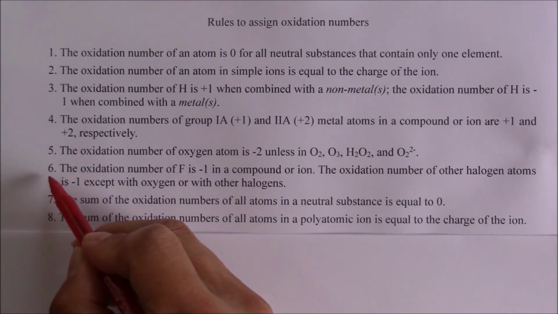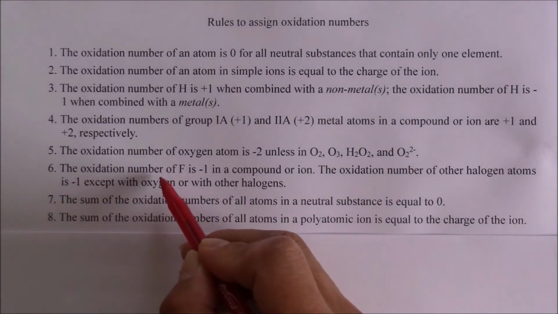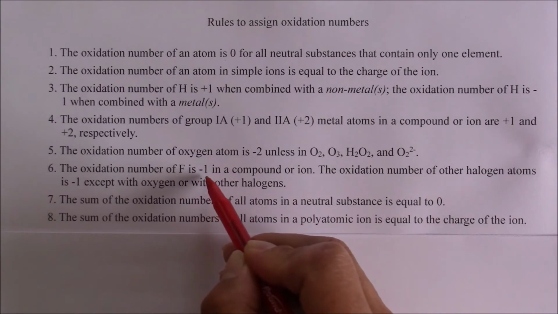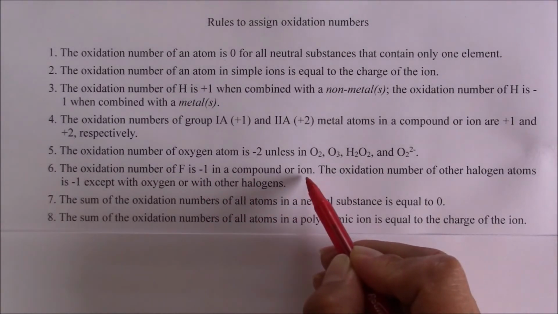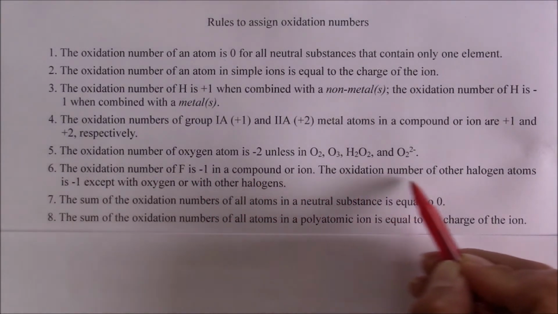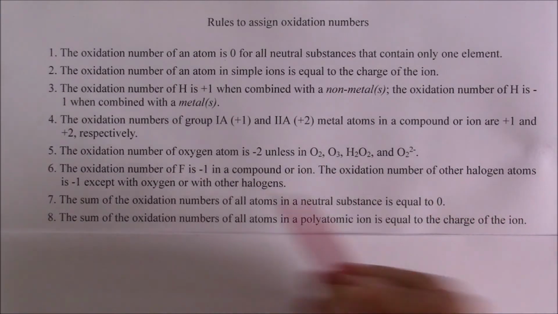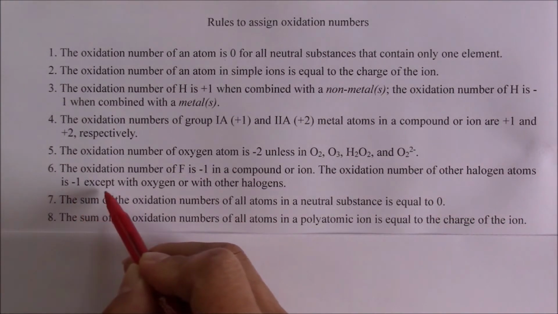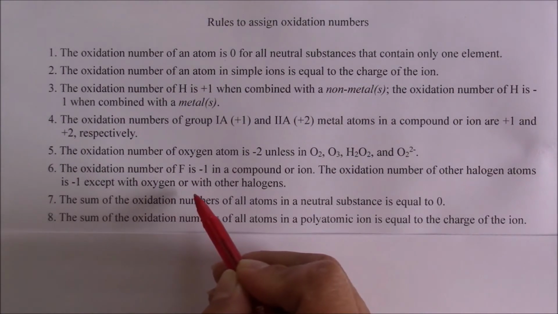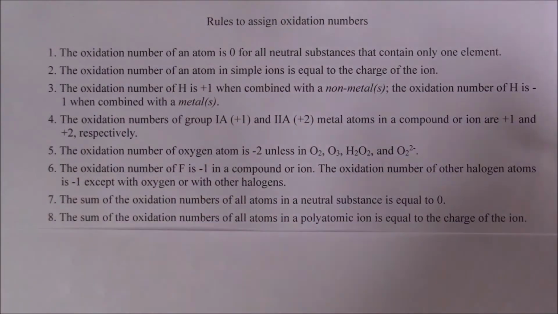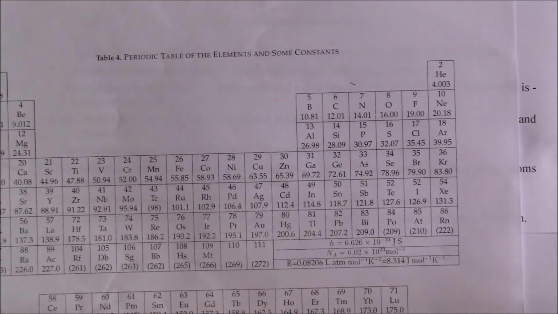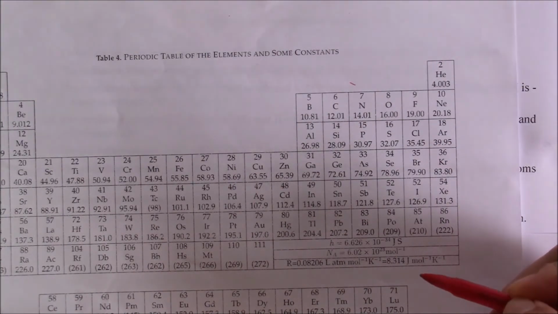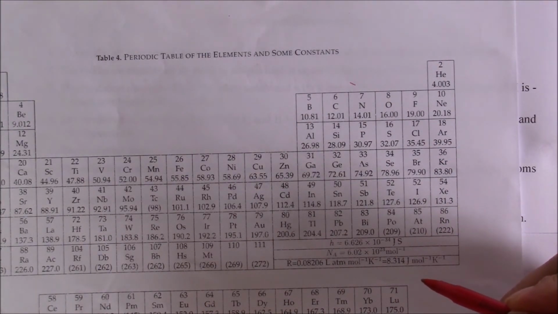Rule number 6, the oxidation number of fluorine is -1 in a compound or ion. The oxidation number of other halogen atoms is -1 except with oxygen or with other halogens. Let's look at the periodic table again. This group is called halogens. When one halogen combines with another halogen, we have to determine which halogen is more electronegative.